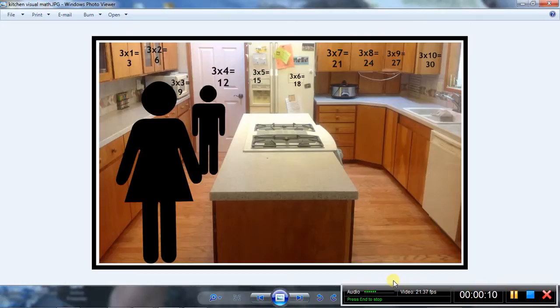Today we're talking about visual math. Last week we discussed visual spelling, and this is very similar. It is location memory, a technique that has techniques underneath it, and it's all rolled into one.